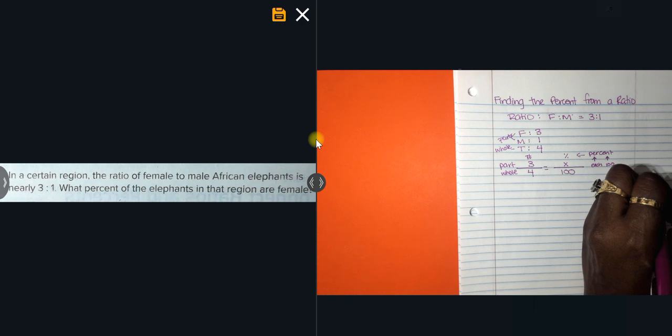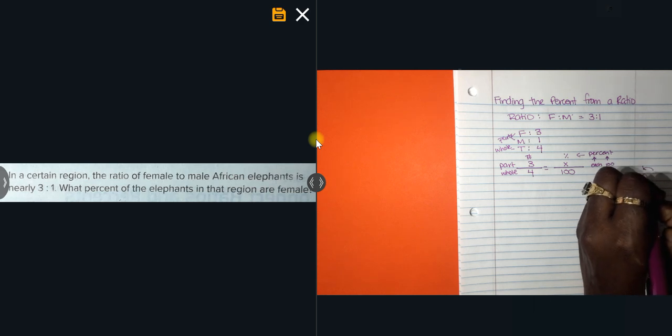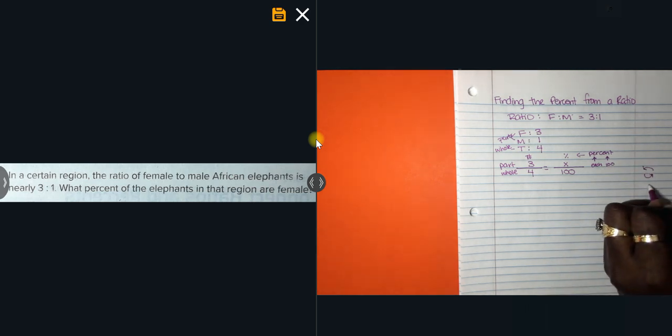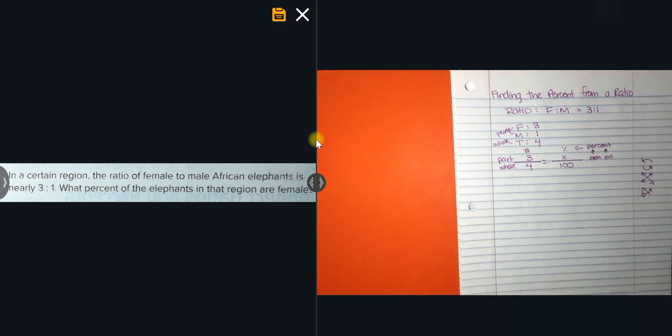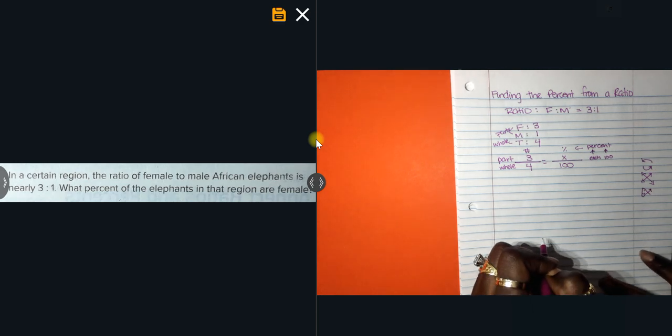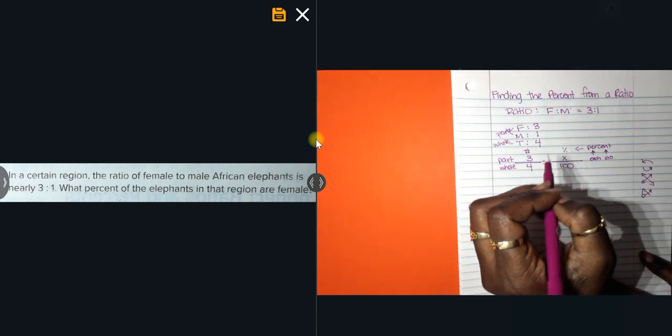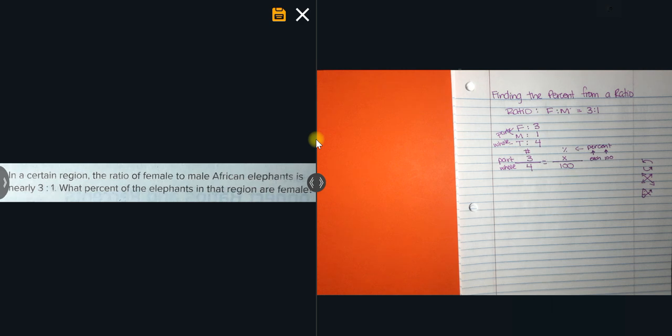Remember, we have those 3 different methods. You can use the swing method. You can use the cross multiplying method, right? And then you can also use the fish method. Whichever method you use, you should still come out with the same answer. So in this one, I'm going to use the swing method. Let me use a different color.